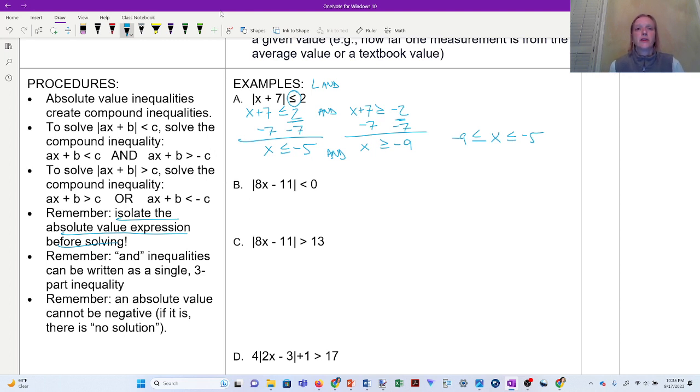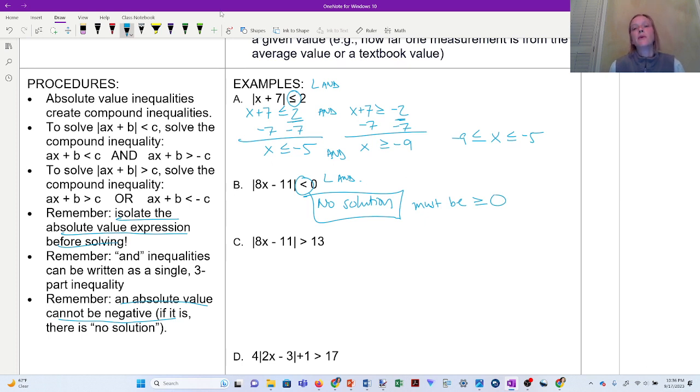Let's look at another example here. I have the absolute value of 8x minus 11 is less than 0. Now remember, when you have a less than symbol, that's going to create an and compound inequality. But before I get too carried away here, absolute values cannot be negative. They cannot be less than 0. Absolute value expressions cannot be negative. This example here has no solution, because absolute values cannot be negative. They must be greater than or equal to 0.